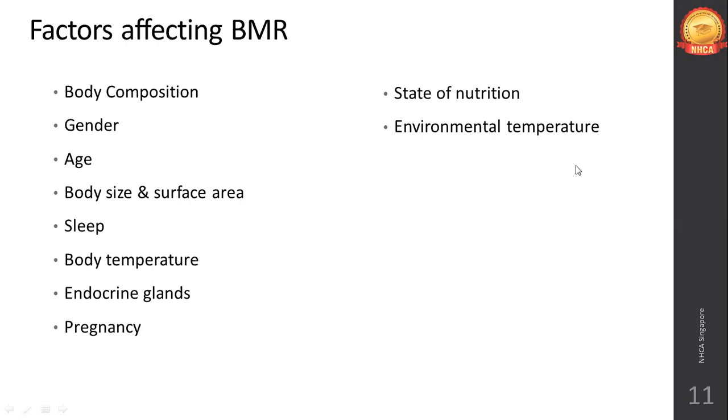Environmental temperature. The lowest metabolic rate is observed in an environment with a temperature of 26 degrees Celsius, or 75 degrees Fahrenheit. So if you are living in an area where the temperature is around 26 degrees Celsius or less, usually hilly areas, hill stations, people there will naturally have a slightly lower metabolic rate compared to people who live in coastal, humid areas. They will have a higher BMR.